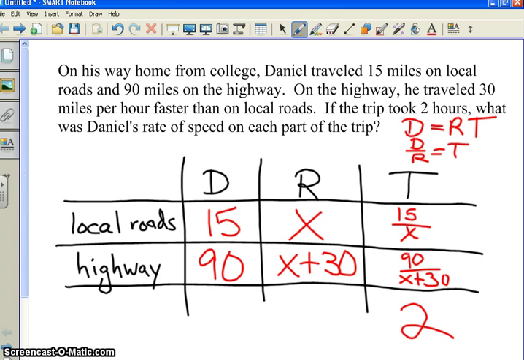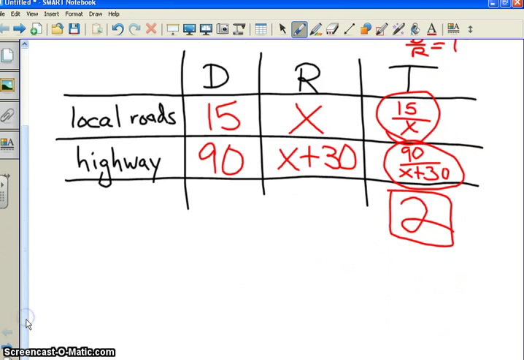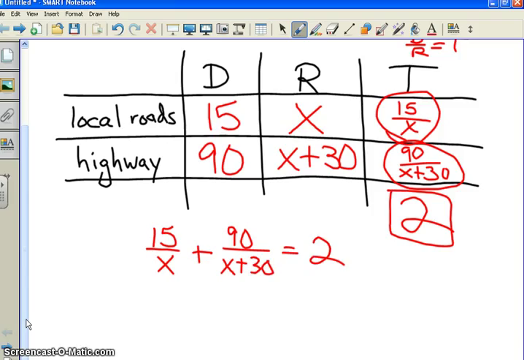So our equation that we're going to set up now is that his time on the local roads plus his time on the highway should equal the total time for the trip. Now notice on the left of my equation, I've got two fractions being added, so I'm going to need a common denominator, which will be x and x plus 30. So my first fraction I'm going to have to multiply by x plus 30, top and bottom, and the second fraction I'm going to have to multiply by x, top and bottom.